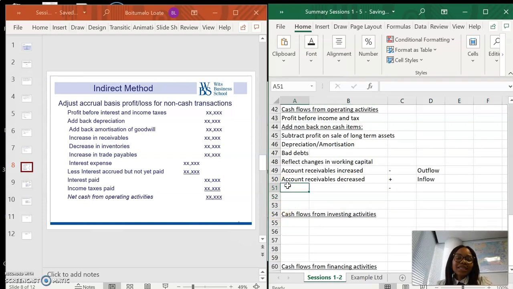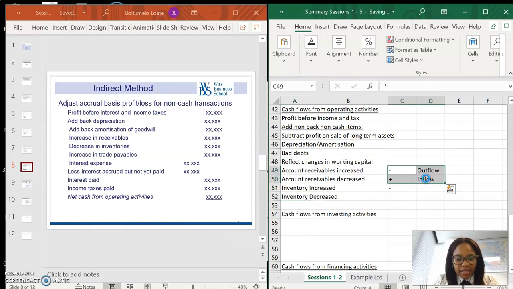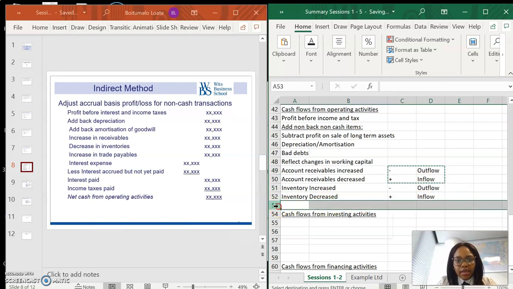Accounts receivable works exactly the same way as your inventory balance. If your inventory balance has increased, we have used money in our business to cause that increase. We've actually created an outflow. And if it's decreased, we've also created an outflow.